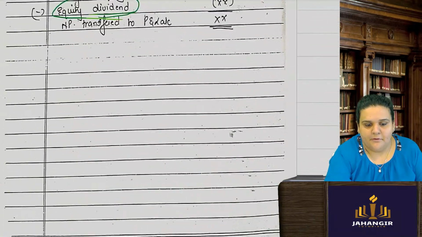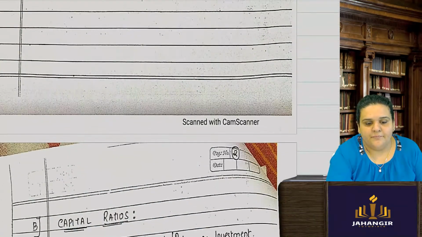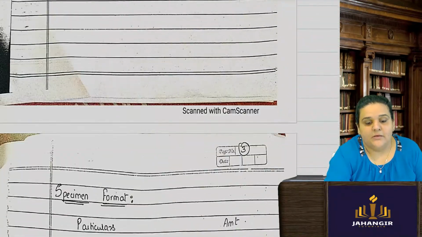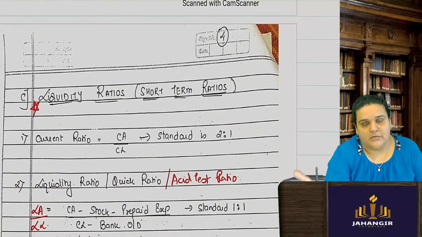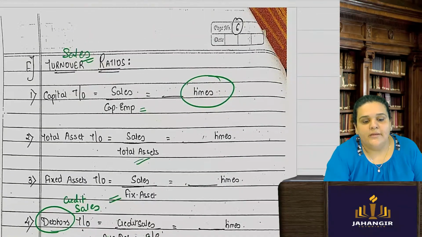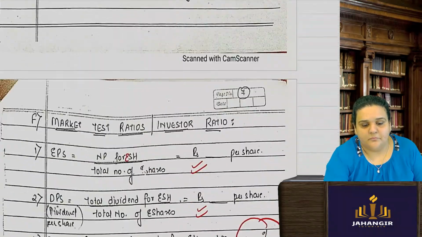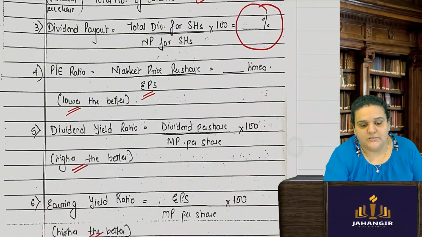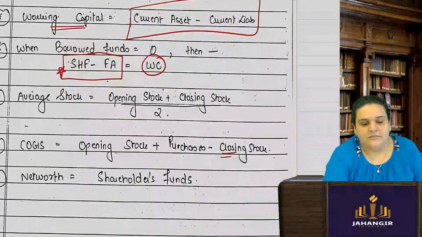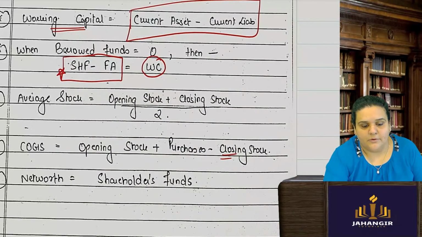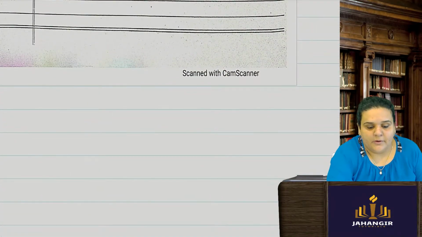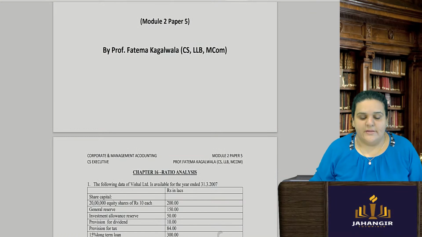It will never happen. Okay, so we have done profit margin ratios, capital ratios, and liquidity ratios, which are known as short term. Then we did long term ratios, known as stability ratios. We did all the turnover ratios, market test ratios, and investor ratios based on earning yield, market share, etc. Then we have done certain formulas based on our trading account. Coverage ratios was the last one. Okay, now I am moving to some practice questions.